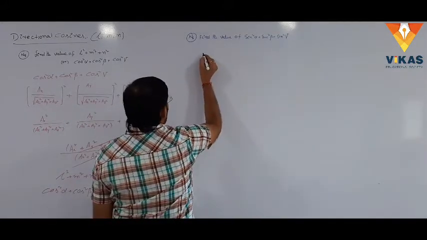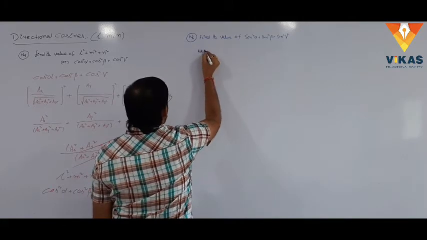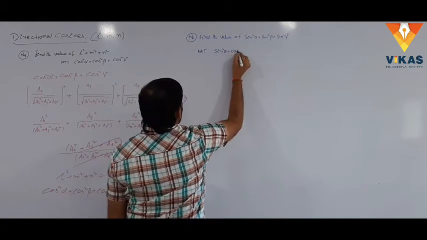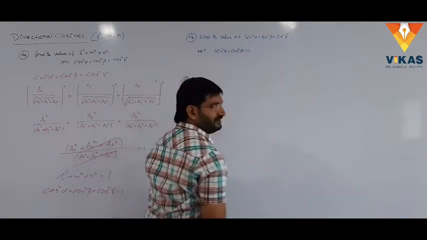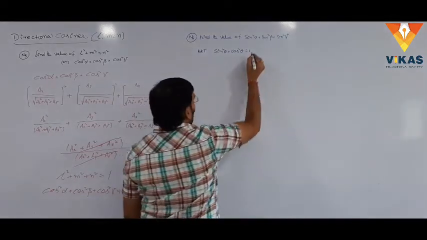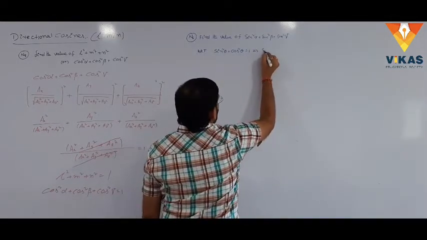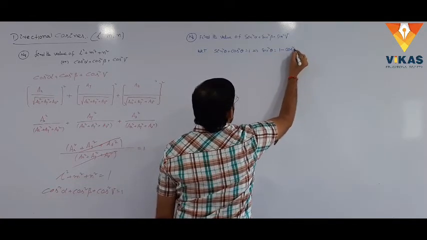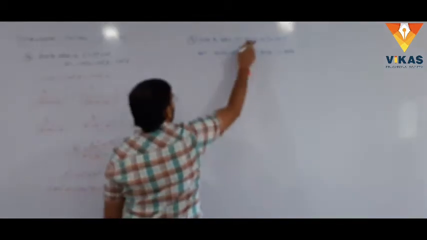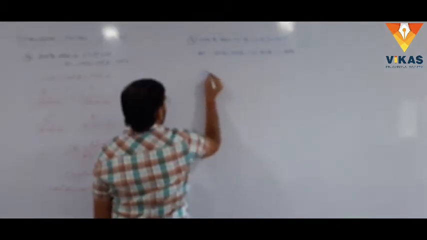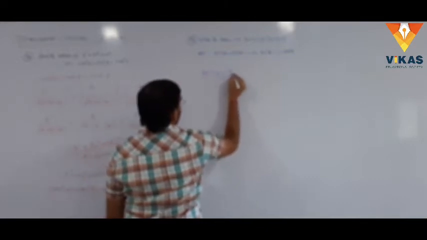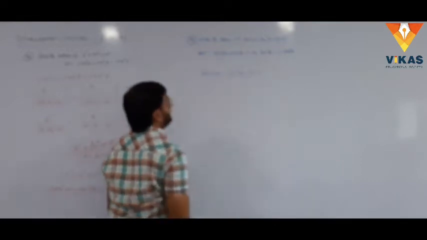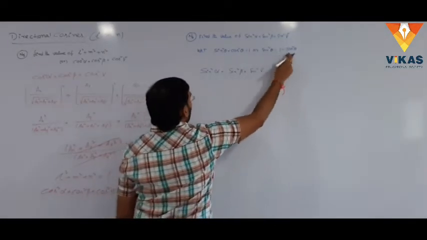Let us consider, we know that sin square theta plus cos square theta equal to 1. Understood? That is the first identity in trigonometry. Here sin square theta equal to 1 minus cos square theta. Let us take sin square alpha plus sin square beta plus sin square gamma. Sin square theta equal to 1 minus cos square theta.